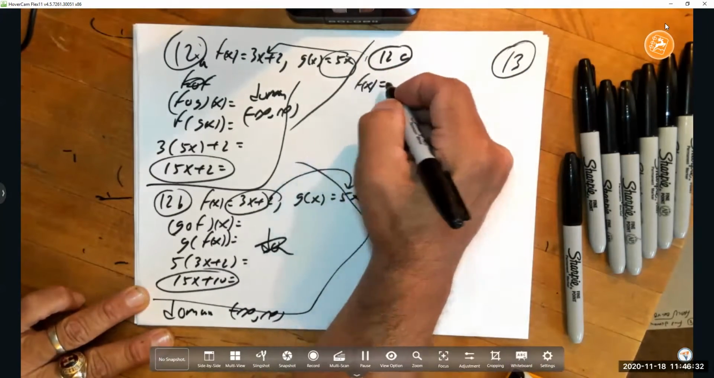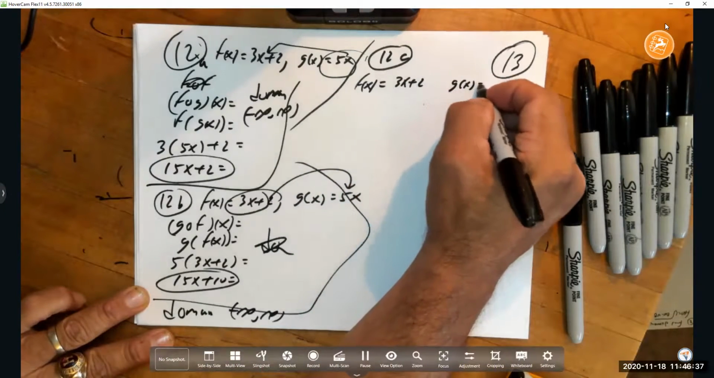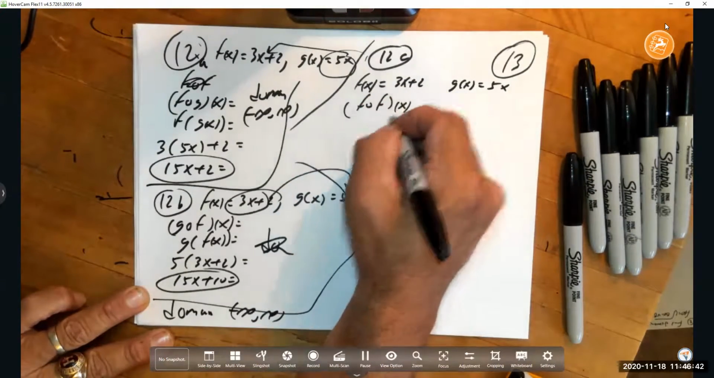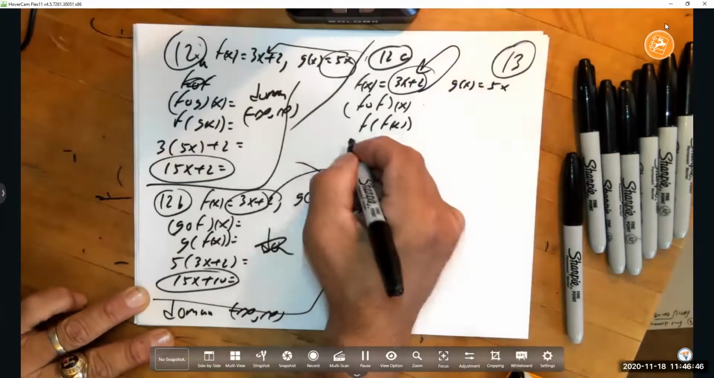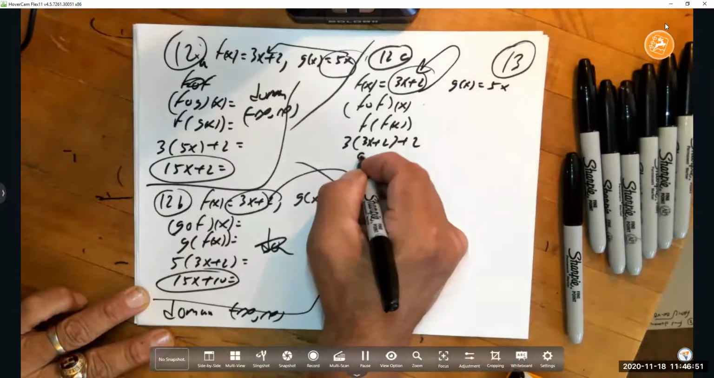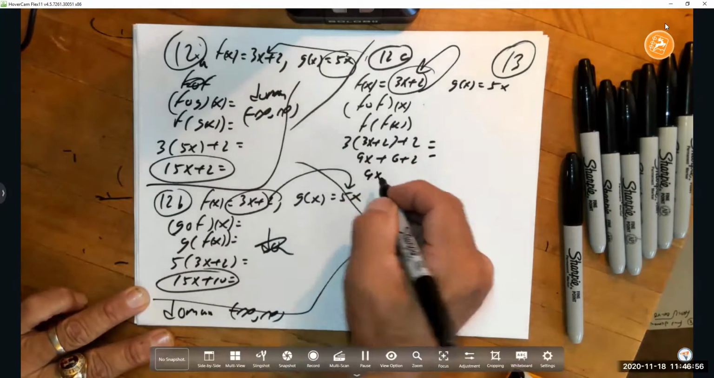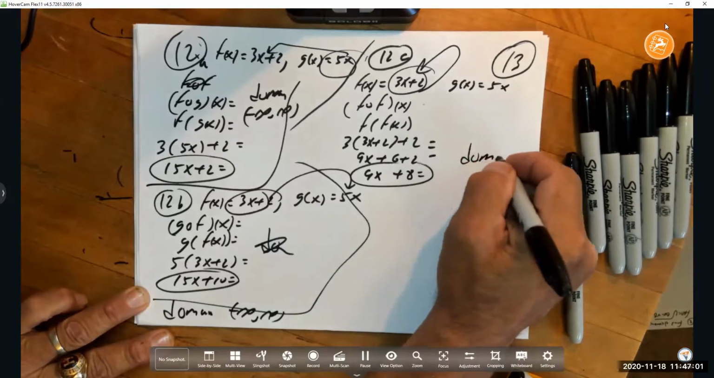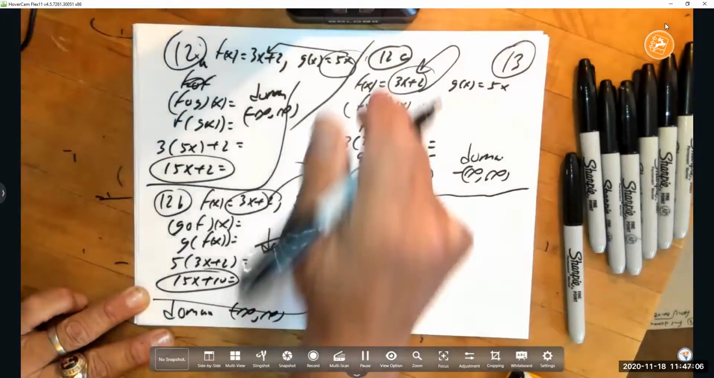F of x equals 3x plus 2, and g of x equals 5x. Now find f circle f of x, which means this one inside itself. 3 times this plus 2. 3x plus 2 goes in there. 9x plus 6 plus 2. Add them together, it'll be 9x plus 8. And again, domain, same thing. Minus infinity to infinity. All real numbers work for that one.